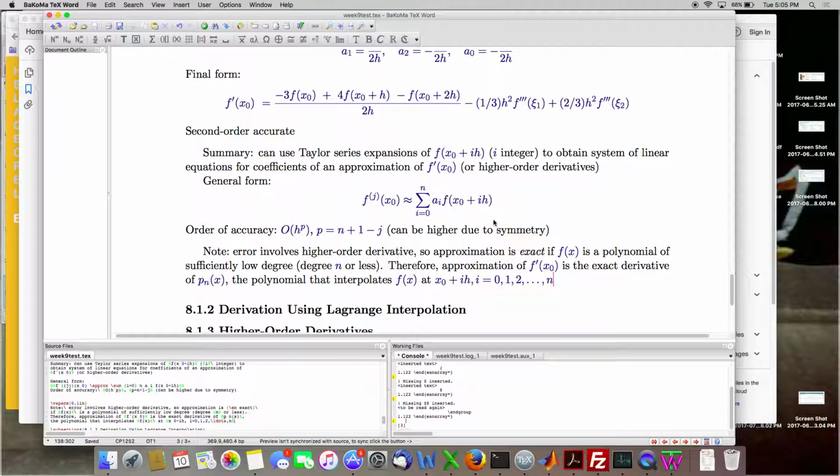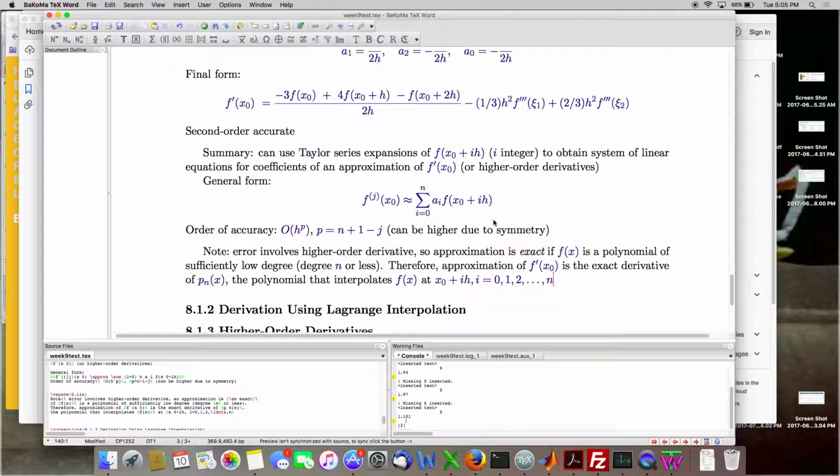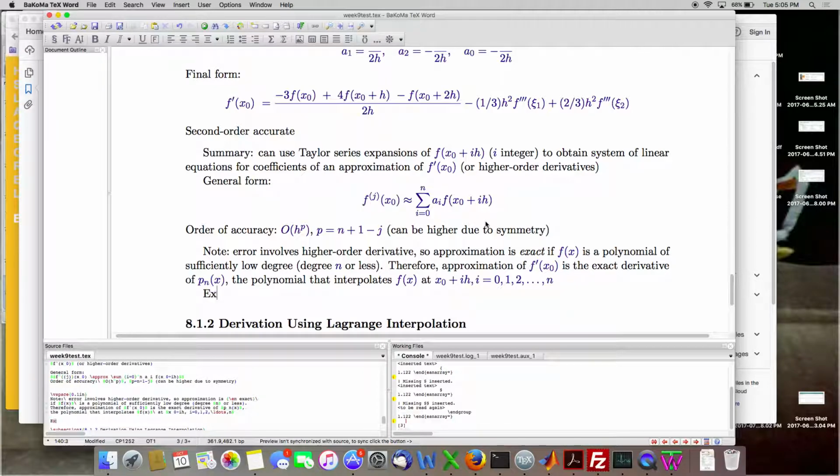I know that I'm at 0 minutes left. So, in other words, the approximate solution is the exact solution of a nearby problem. We want the derivative of f. We approximate the derivative of f by computing the exact derivative of a function near f, in other words, a polynomial interpolant.